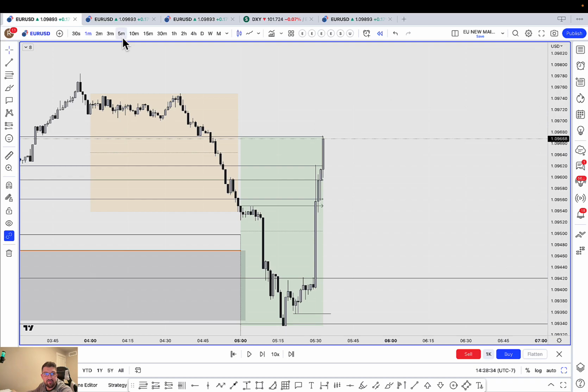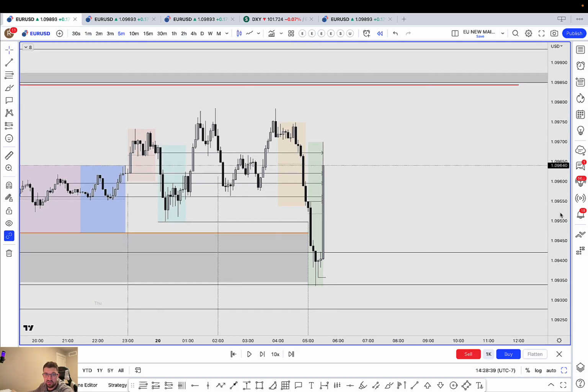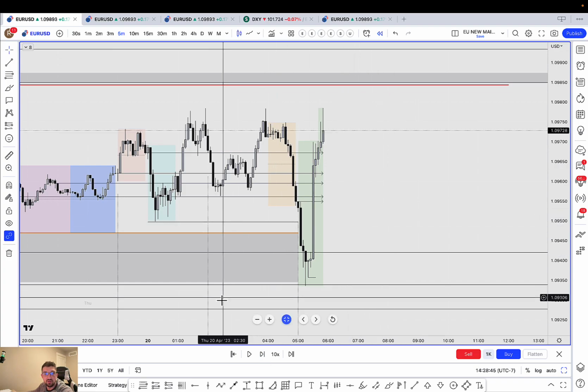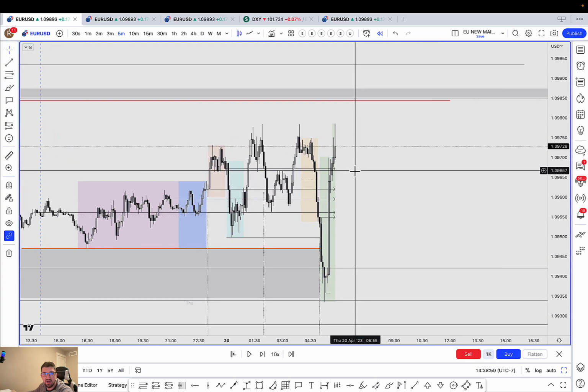So now we just kind of leave this alone and we wait for our next reactional area. Now this high is weak. It took no liquidity. It came straight down. There's no pullback, so it has to go. So we don't even think about taking a trade off this high.